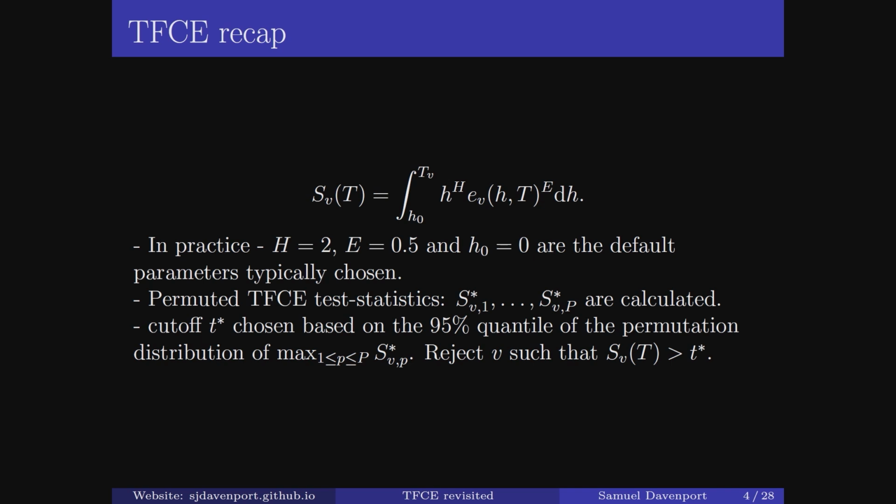So in practice, default parameters, h equals 2, e equals 0.5, and h0 equals 0 are chosen. Permuted TFCE statistics are calculated, and a cutoff T star, which is based on the 95% quantile of the permutation distribution of the maximum, is chosen, and you would reject voxels V for which the TFCE statistic exceeds the cutoff T star.